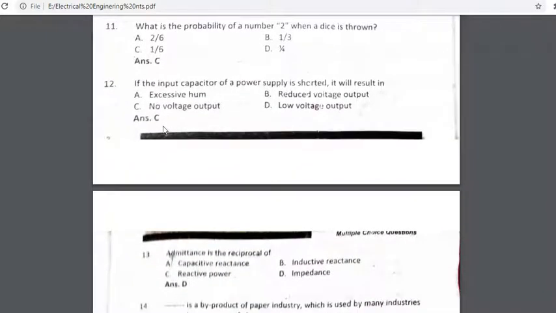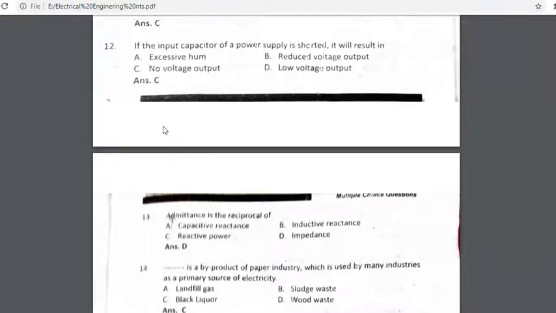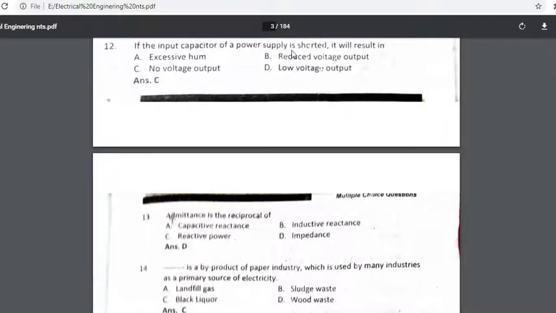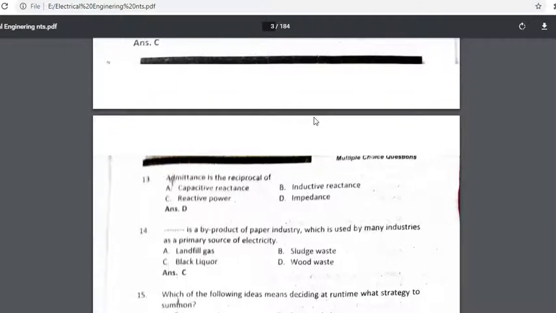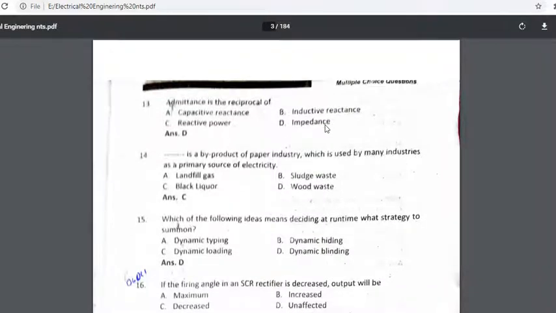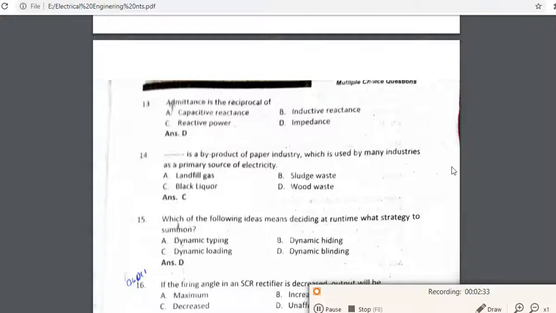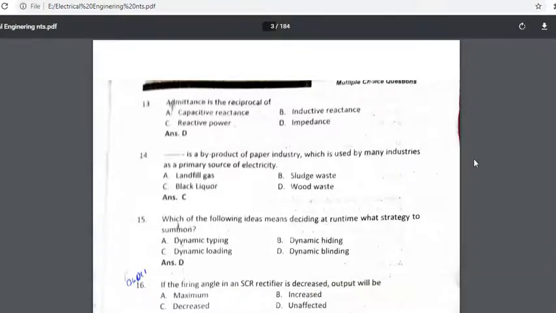If the input capacitor of a power supply is shorted, then the result will be no voltage output. Admittance is the reciprocal of impedance. Impedance means the opposition offered to the current, and admittance is the reverse of impedance.